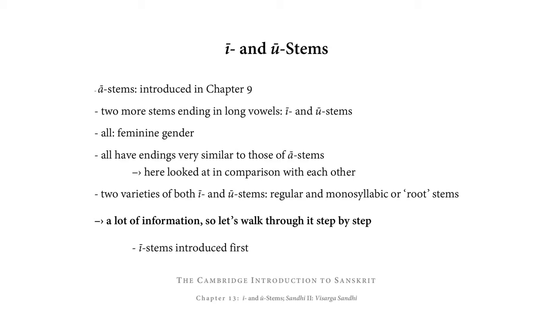Long I and long U stems have endings that are very similar to those of long A stems and that are very, very similar to each other. So that's why they're here looked at in comparison with each other. And of both long I and long U stems, we have two varieties each, namely so-called regular and so-called monosyllabic or root stems. So what you will be introduced to here is quite a lot of information, and thus we should walk through it step by step.